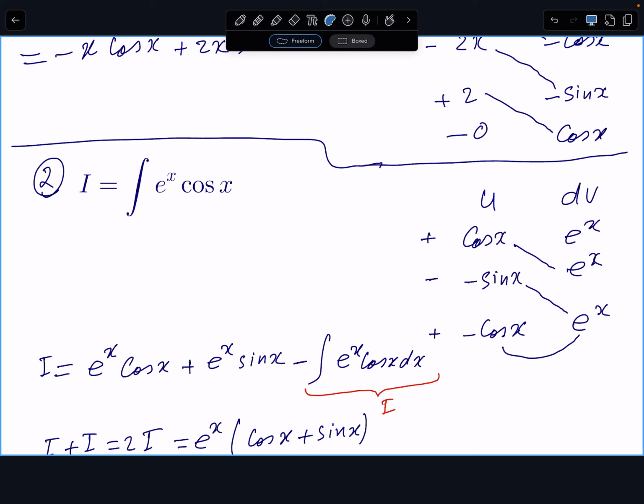Cosine is u. e to the x is dv. Yeah, you can switch also. That's okay, both are okay because both of them are repetitious.